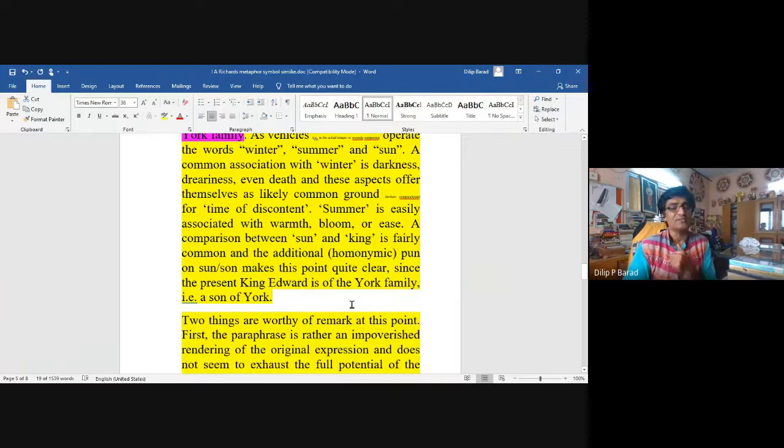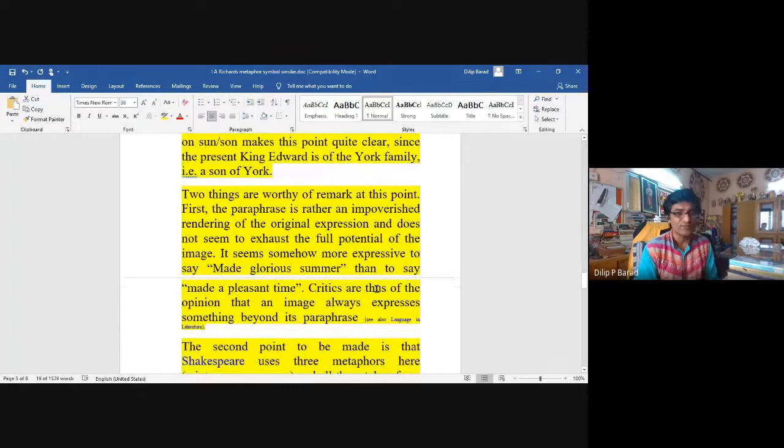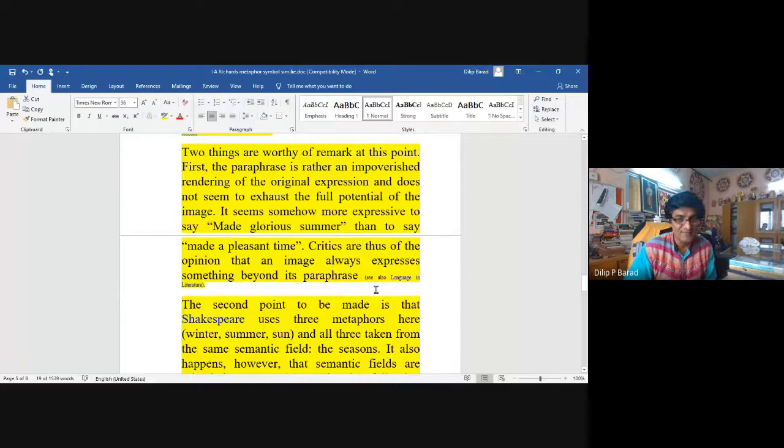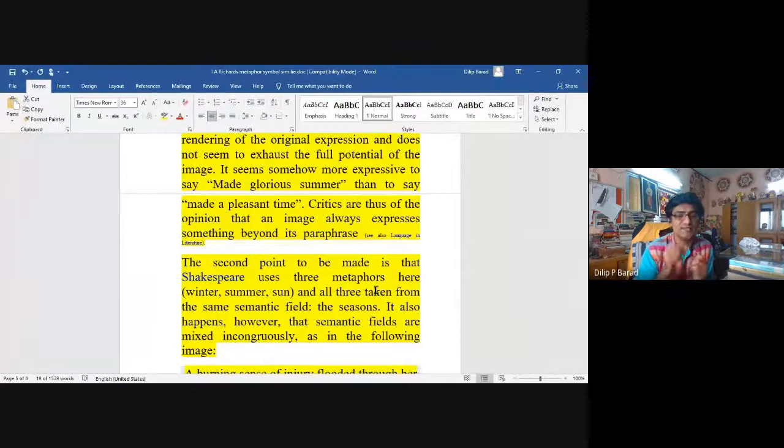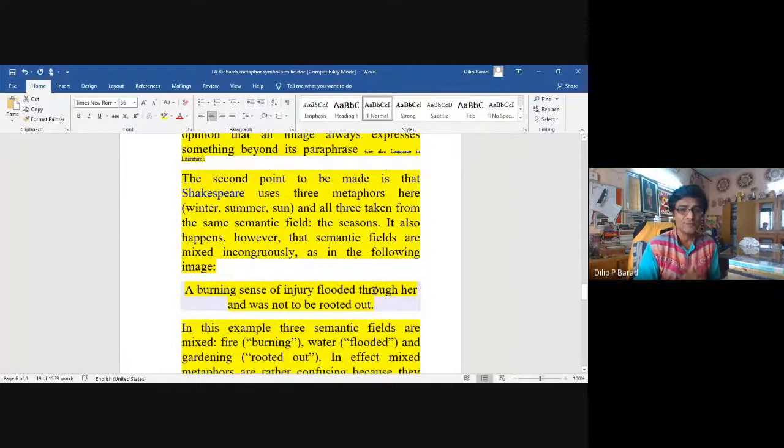Two things are worthy of remark at this point. First, the paraphrase is rather an impoverished rendering of the original expression and does not seem to exhaust the full potential of the image. It seems, however, more expressive to say made glorious summer than to say made a pleasant time. Critics are thus of the opinion that an image always expresses something beyond its paraphrase. When you try to paraphrase a poem, the actual poem always goes beyond the paraphrase. The second point to be made is that Shakespeare uses three metaphors here. It is winter, summer, and sun. And all three are taken from the same semantic field, that is the seasons. It also happens, however, that semantic fields are mixed incongruously.